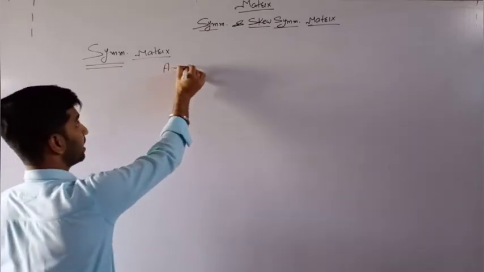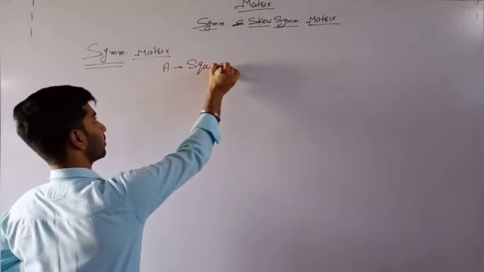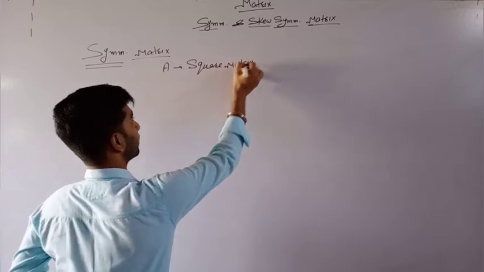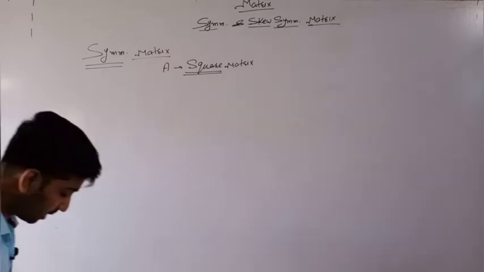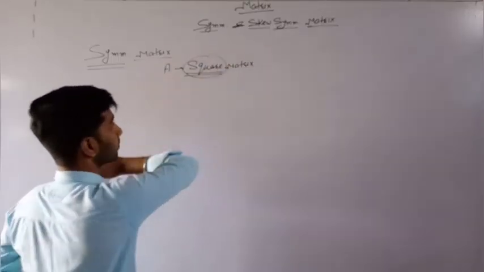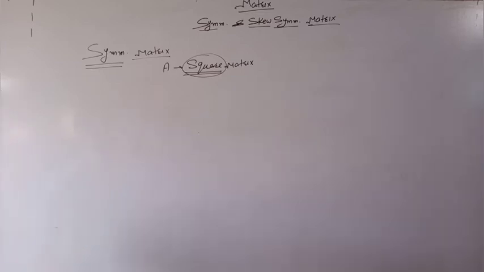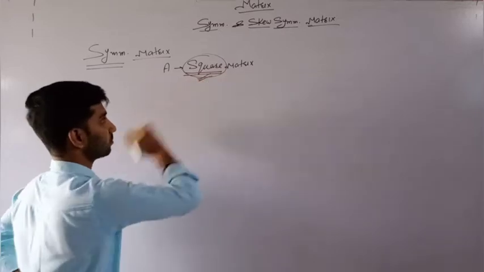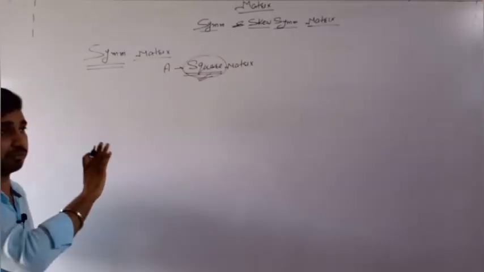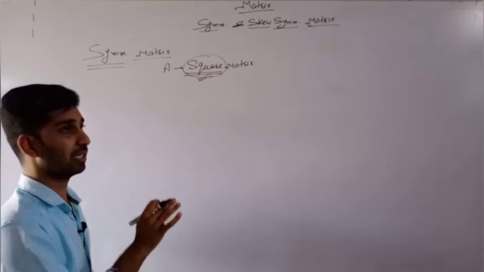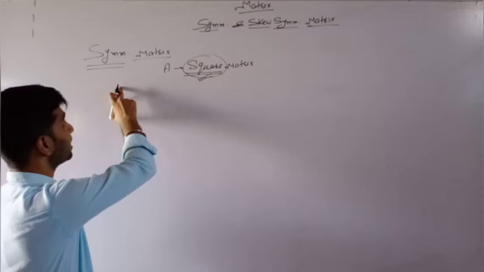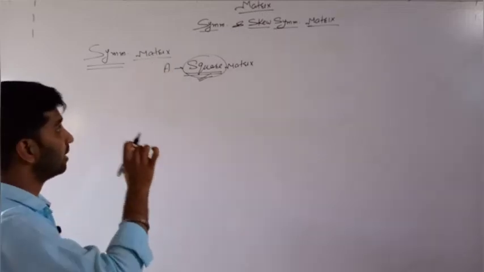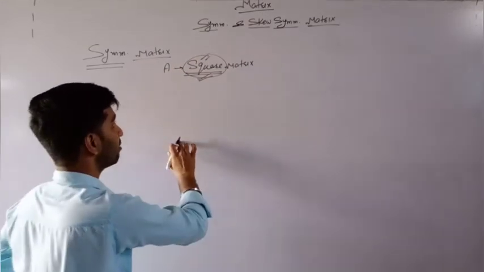Now let's start with symmetric matrix. First of all, A is a square matrix. It is most important that for symmetric and skew symmetric, the matrix must be square. In transpose, if we want to find the transpose of a matrix, it is not affected whether the matrix is square or of any order. But in symmetric and skew symmetric matrix, the matrix must be a square matrix.